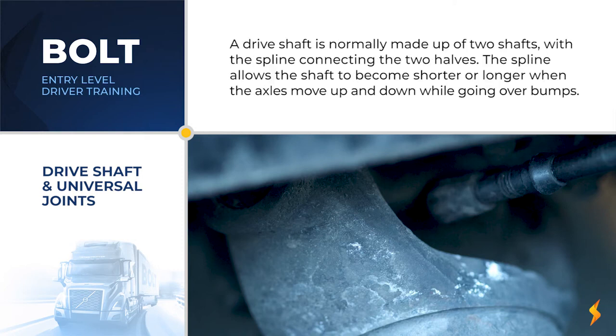A drive shaft is normally made up of two shafts, with a spline connecting the two halves. The spline area allows the drive shaft to become shorter or longer as the vehicle's drive axles move up and down when going over bumps.